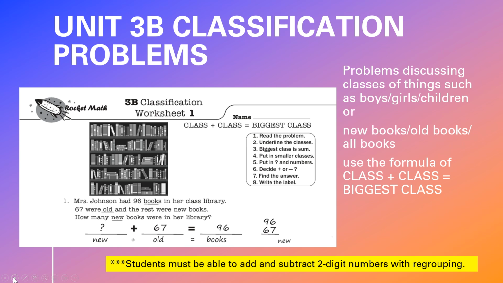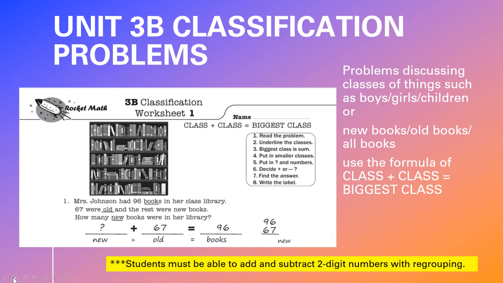Following the steps in the upper right corner, students begin with step 1, which is to read the problem aloud. In step 2, students learn to underline the classes in this type of problem. Then in step 3, they identify the largest class and put that under the third blank in the number sentence. Step 4, they put the two smaller classes under the first two blanks. Step 5, they put the question mark over the class that is asked about in the question, and they fill in the known numbers over the correct blanks.